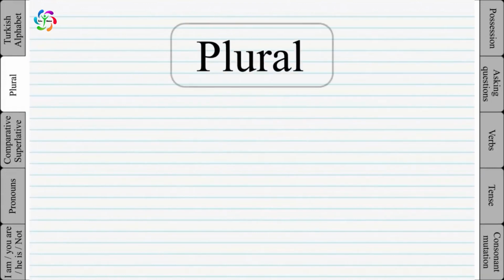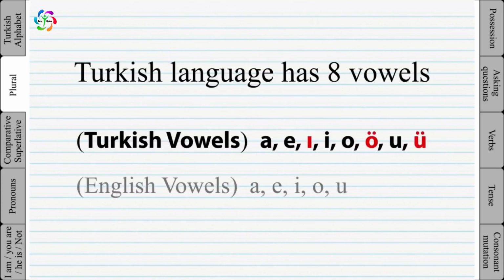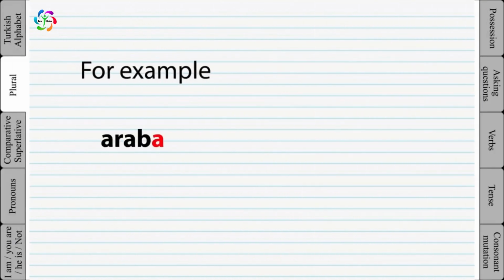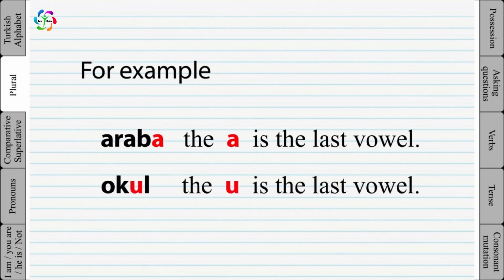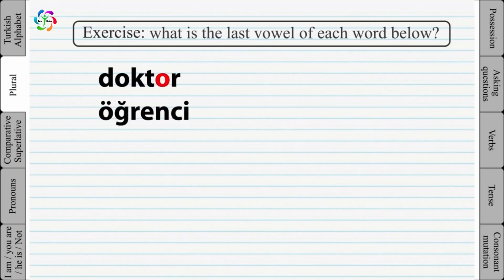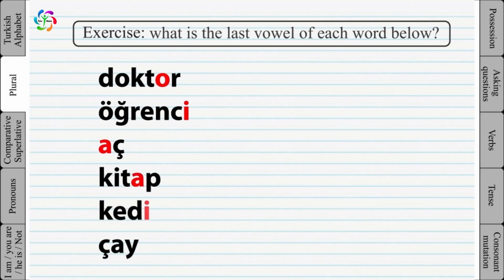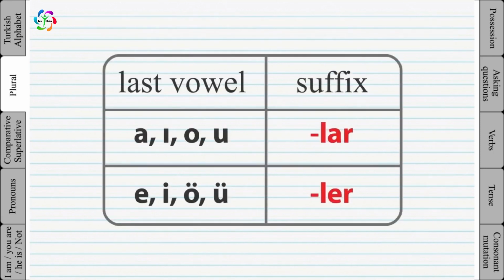Plural. To make a word plural, we add either ler or lar. Which one to use depends on the last vowel of the word. And these are the vowels in Turkish language. For example, the word araba, the A is the last vowel of the word, while in the word okul, the U is the last vowel of this word. Look at the table below to see which suffix should be used to make a word plural.